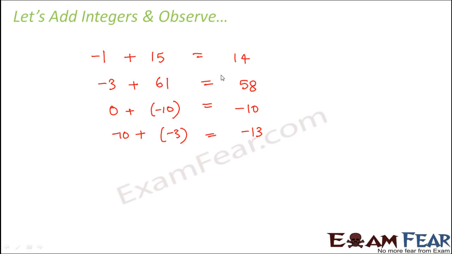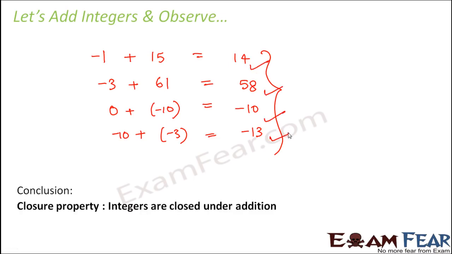So in each of these, what do you see? Whether we take positive and negative integer, or we take positive or negative, or 0 with some positive or negative integer, every time we get an integer. So every time the result is an integer. So this proves that integers are closed under addition. So when you add integers, you always get integers. Any two integers added will give you an integer. This is called closure property.